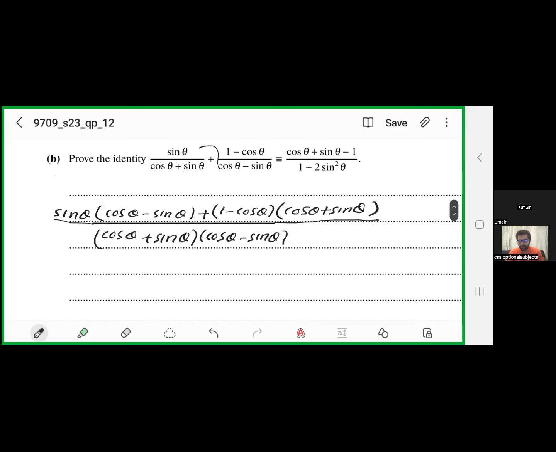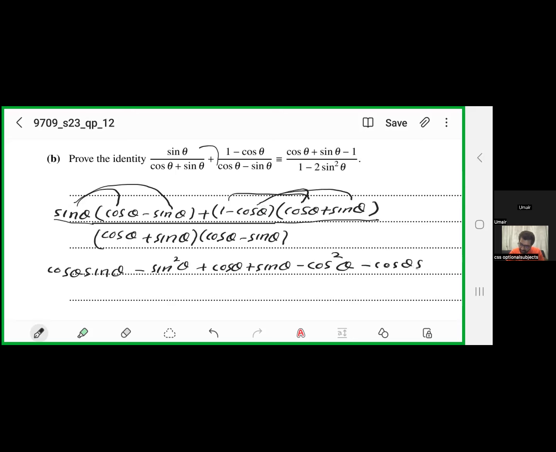Now you have to open the brackets and simplify this thing. Sin theta into cos theta is cos theta sin theta. Sin theta into sin theta is sin square theta. 1 multiplied by cos theta sin theta is cos theta plus sin theta, and minus cos theta into cos theta is minus cos square theta, and minus cos theta into sin theta is minus cos theta sin theta.